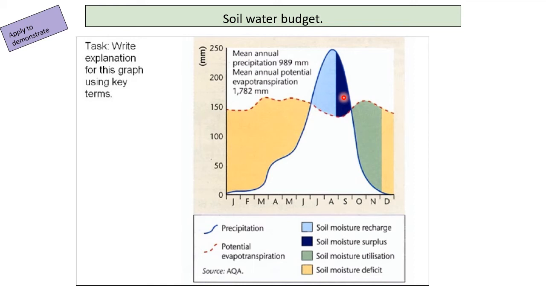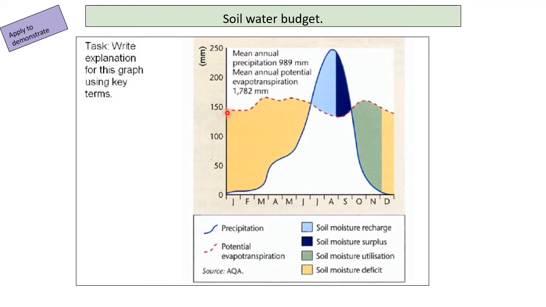Okay, so what differences did you notice? Well, the first thing you should notice is that the annual precipitation is 989 millimeters of rain. That's about 50% more than we get in Bicester. But the evapotranspiration is 1782 millimeters. This is technically a desert. A desert is when there is greater potential evaporation than there is precipitation. And actually, what's unusual about this one is that it's the other way around.